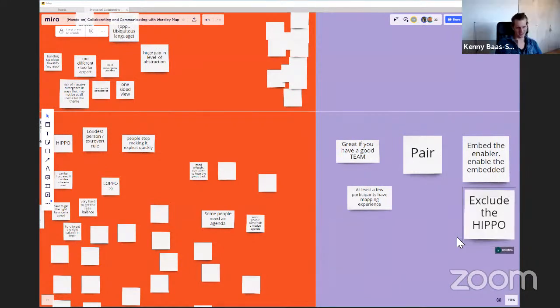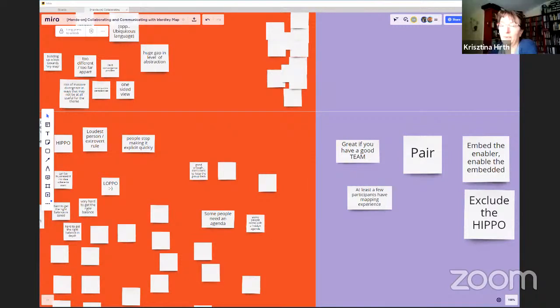Exclude the hippo, yeah. Well, that's what I say. Personally, I would not do this when there's a lot of ranking going on there and people aren't aware of that ranking. This is what I meant. Not the fact that somebody is most highest paid, but that everybody, that he or she behaves like that.